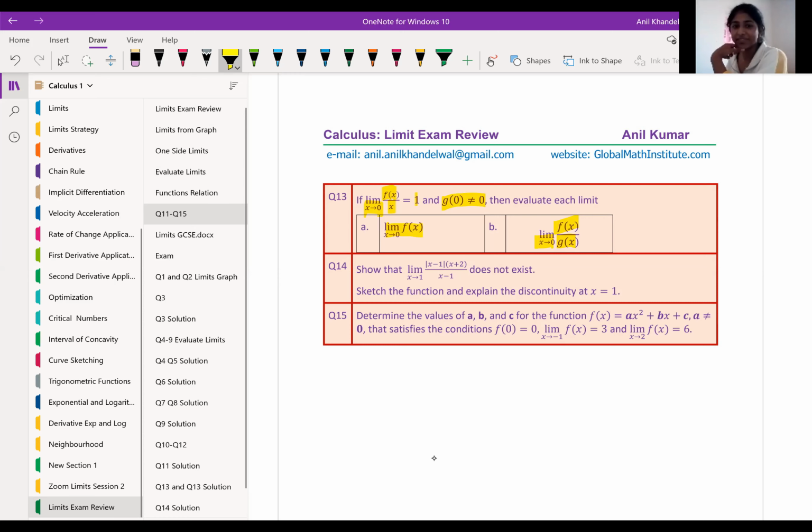Yeah, I actually get it. Clear. Question number 14. Oh yeah, this one I actually got. I was quite happy. Question 14. Show that the limit as x approaches 1 of the absolute value of x minus 1, bracket x plus 2, over x minus 1, does not exist.